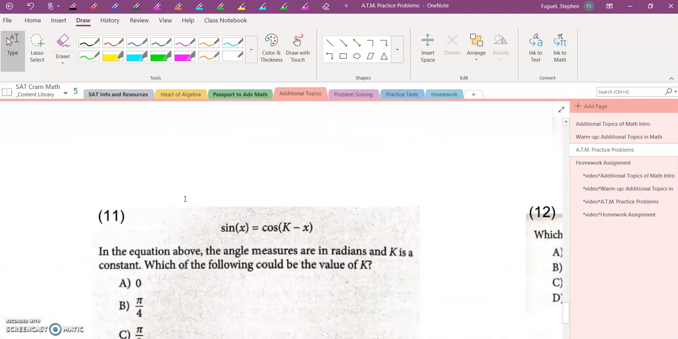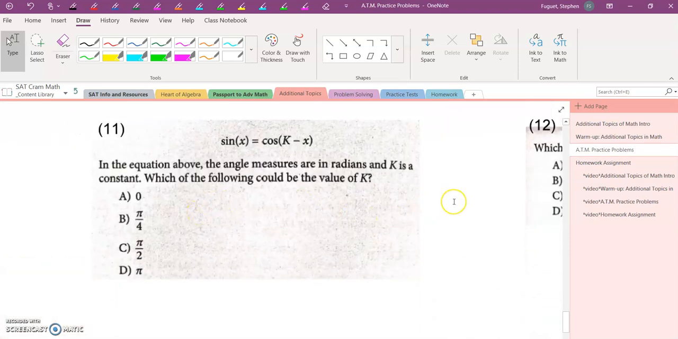Going down to question 11, we have another question involving trigonometry. In this case, they're asking you for the relationship between sine and cosine. They ask this question in many different ways on the SAT, and you're almost guaranteed to come across it.